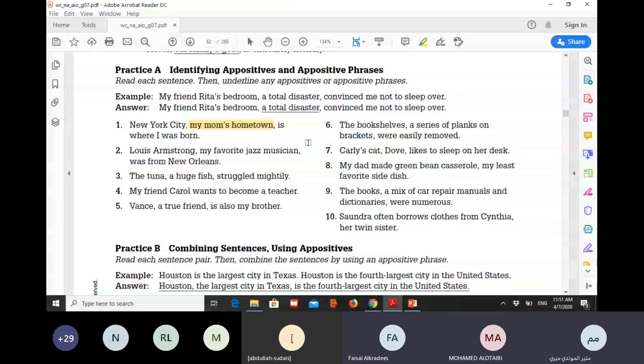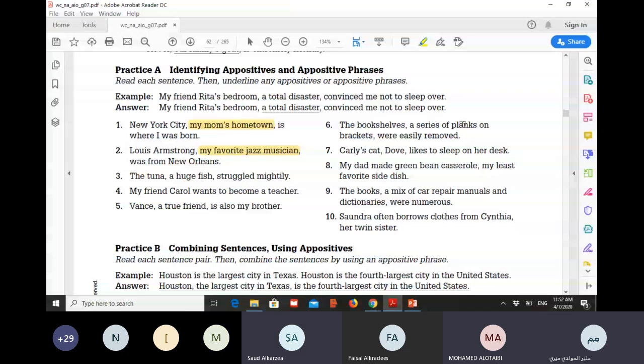Yasser: Louis Armstrong, my favorite jazz musician, was from New Orleans. My favorite jazz musician. Excellent. This one is the appositive phrase that gives us extra information about what? What does this appositive phrase identify? Louis Armstrong. Excellent. Very good. Next, please, number 3.